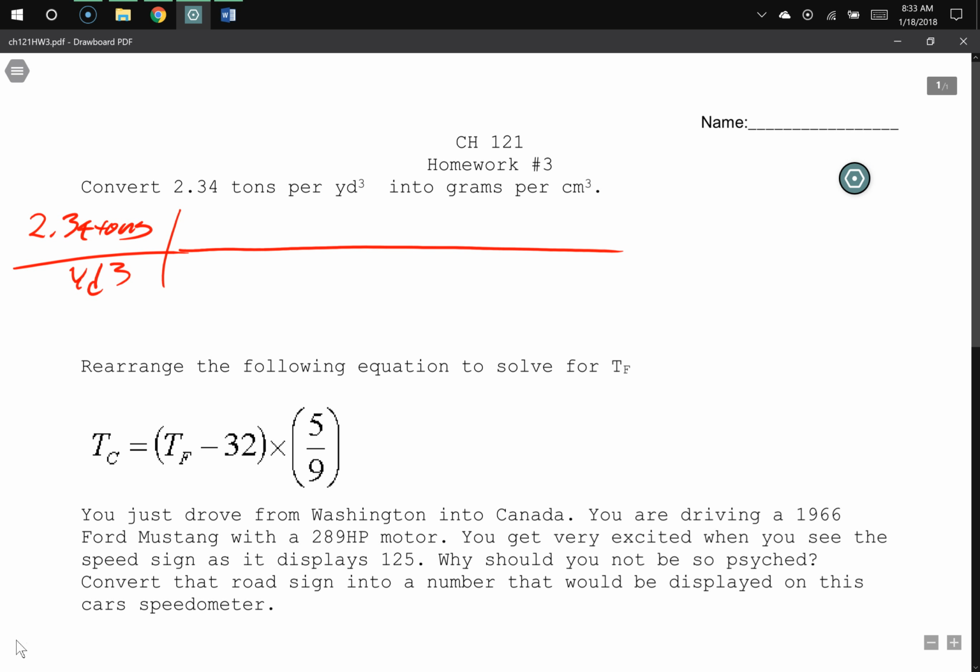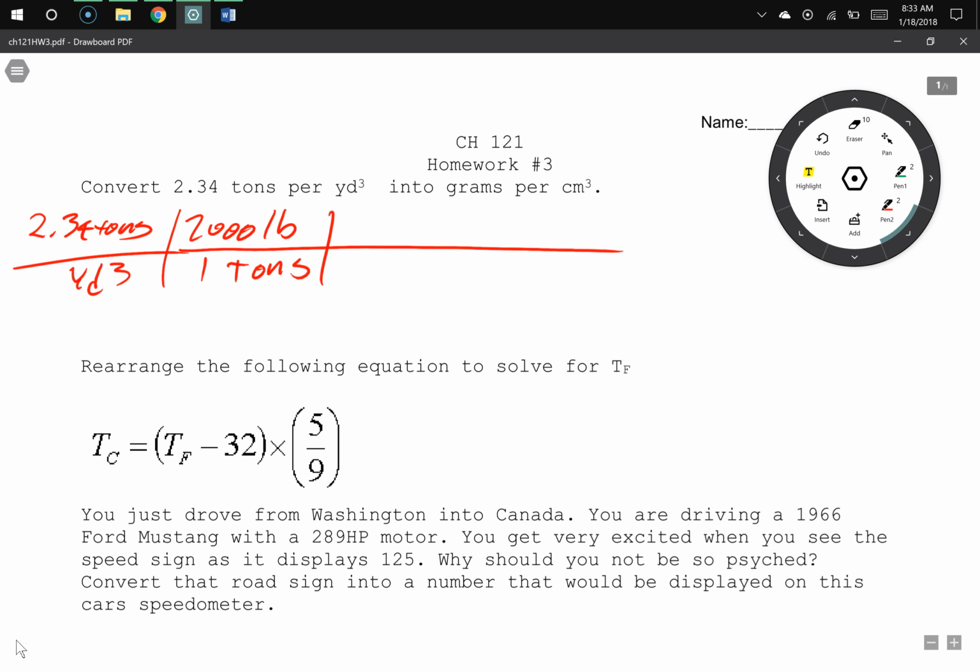You guys have a tons conversion? 2,000. So why did I write it in that orientation? So I can get rid of the tons. So now this tons thing disappears, and now I've got pounds over yards cubed.